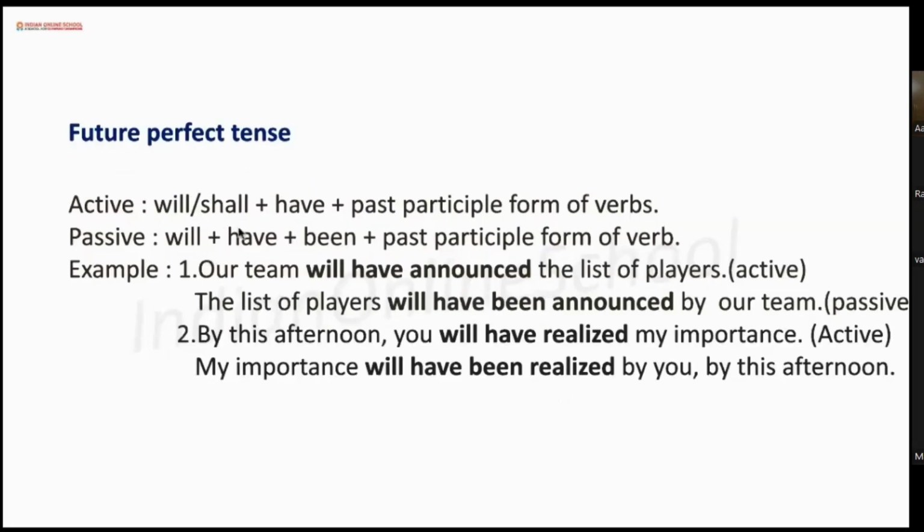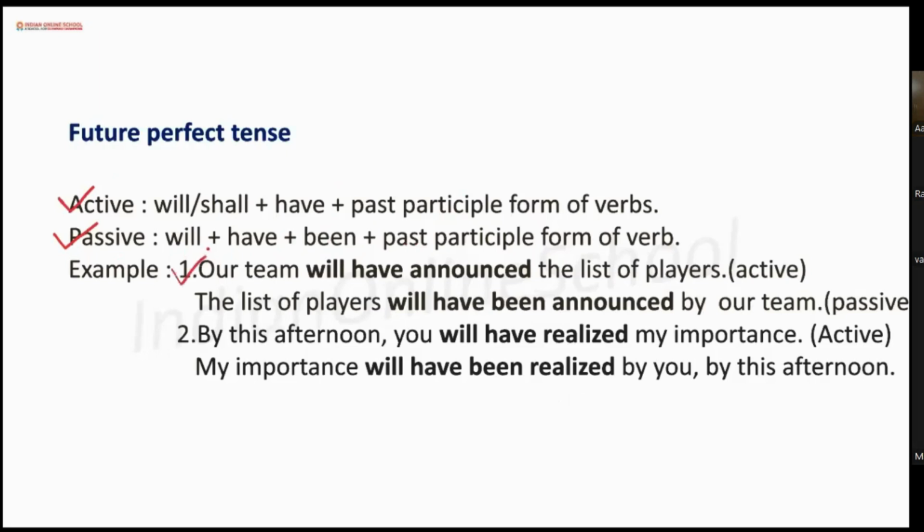Okay. Now the future perfect one. So we all know in the perfect one it comes have. Shall, will, have and the past participle form of verb. So when you transfer it into passive voice, it's will, have, been and then past participle form of verb.